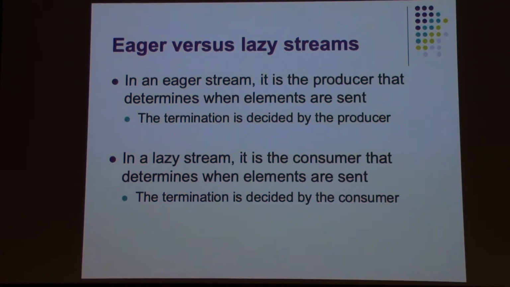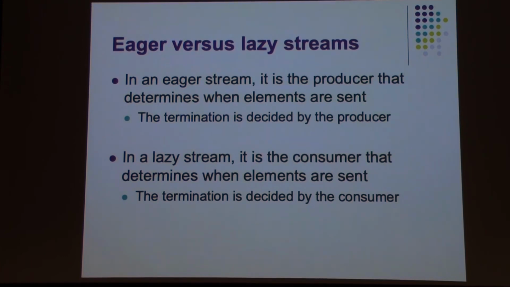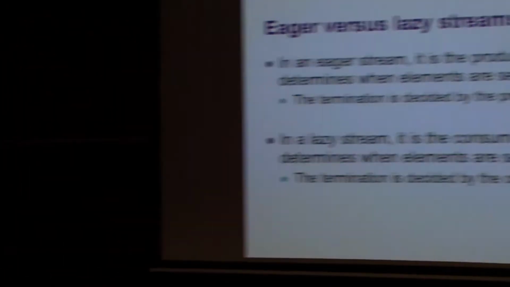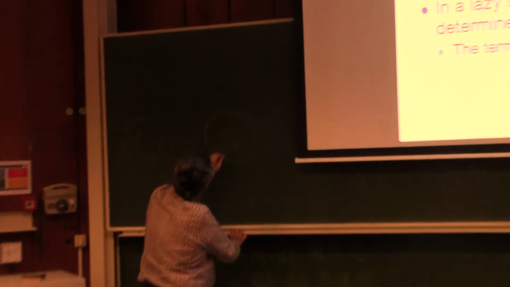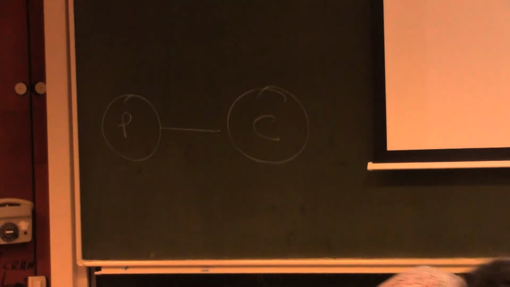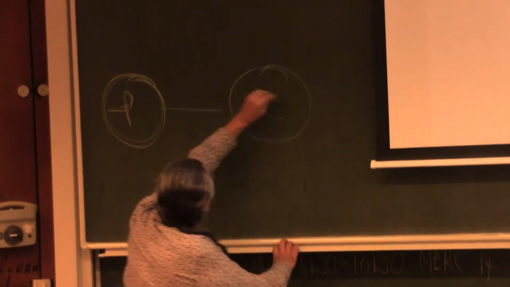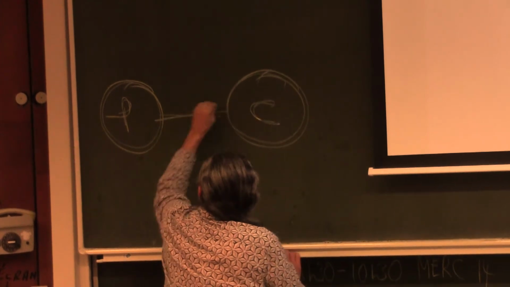When you run the producer, it runs. Okay. But lazy is not like that. When you run the producer, it does nothing. It's the consumer who is the boss. Okay. So one way to see this, I can make a simple diagram. If I have a producer-consumer, okay, or maybe I do it white, it's more readable. Producer-consumer, and there's a stream here.